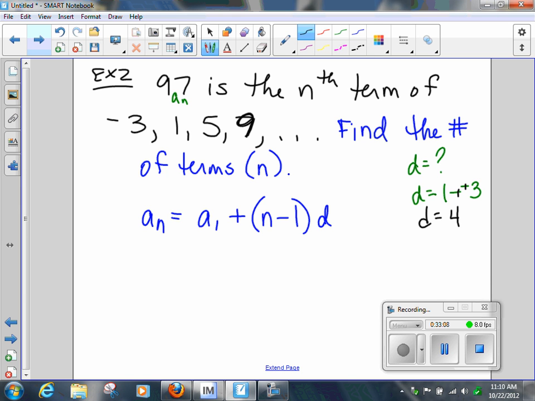All right, let's see what we have to plug into our formula. I've got my a sub n, which is 97. Do I know my a sub 1? It's -3. It's my first term. Do I know my n? No, that's what I'm trying to find. Do I know my d, my difference? 4. Okay.